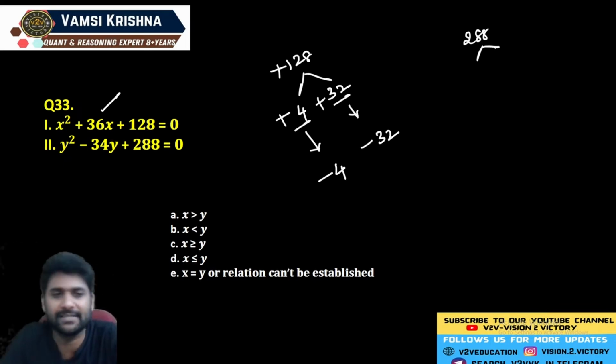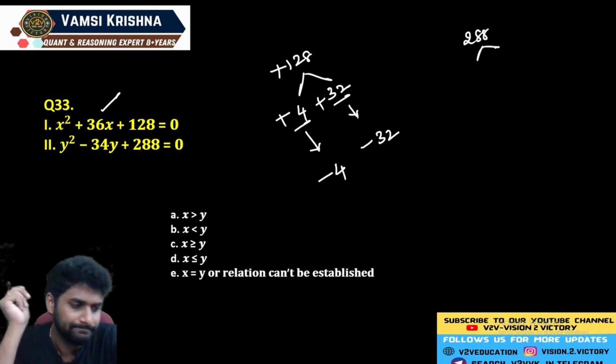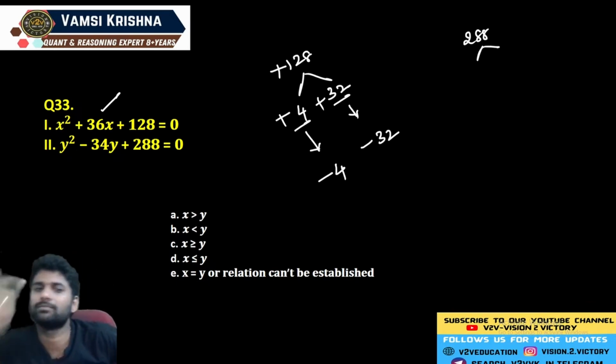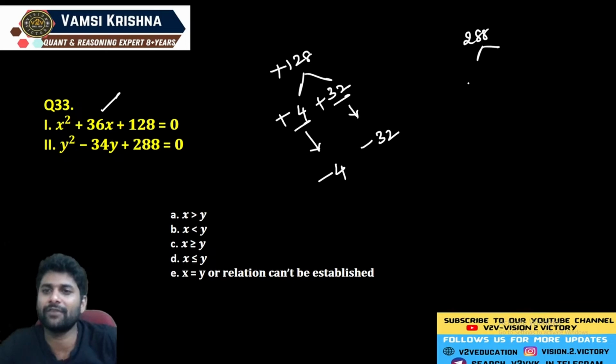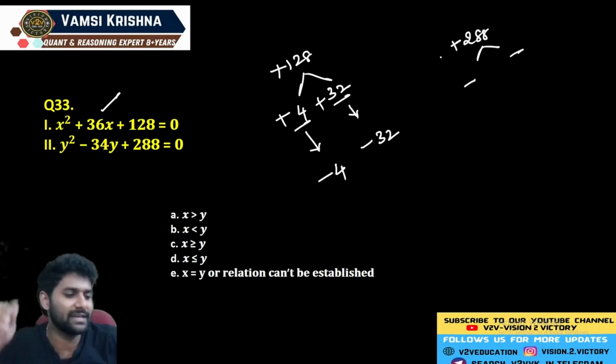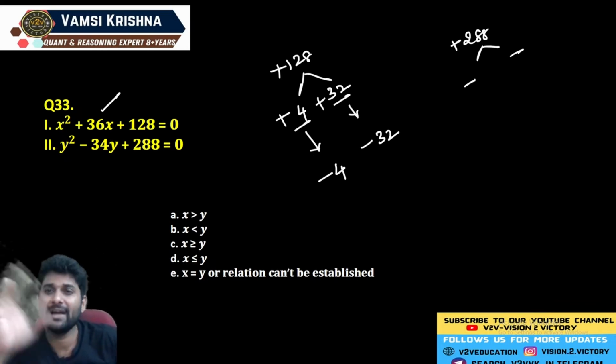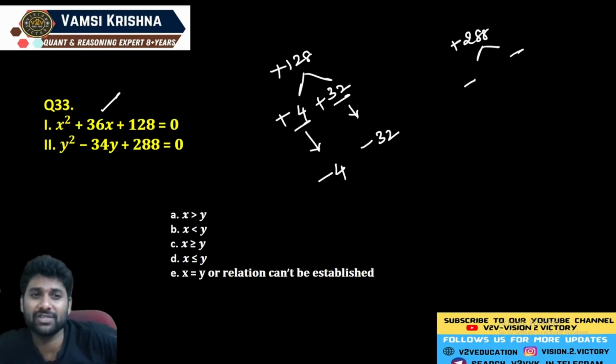What about 288? We need minus 34. Definitely one symbol is negative, other symbol is positive. Sorry, both are negative, guys. A positive resultant is obtained when either both are positive or both are negative. So try to identify that. What are the two factors that give 34?